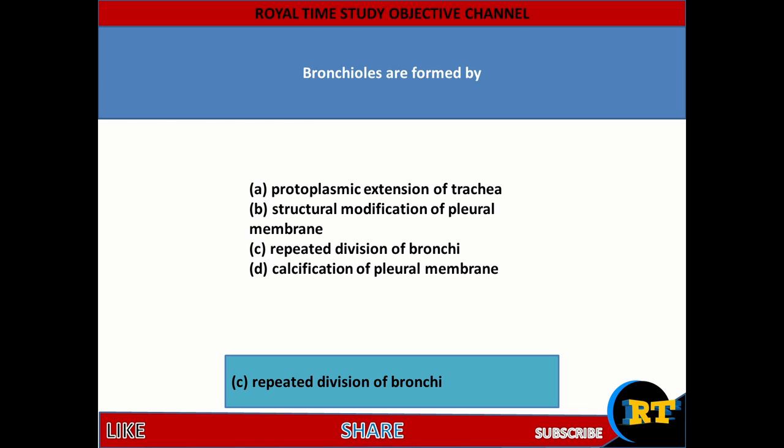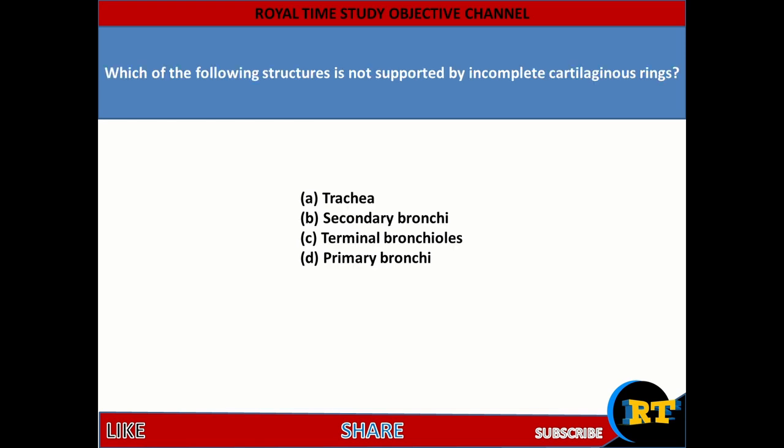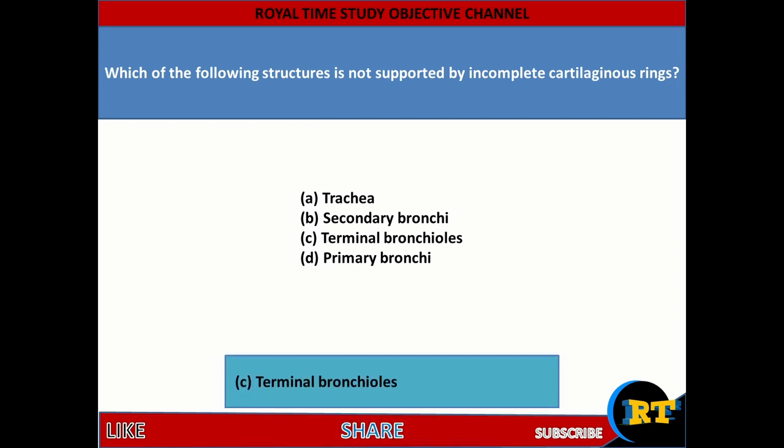Now the next question. Which of the following structures is not supported by incomplete cartilaginous rings? Option number A, trachea. Option B, secondary bronchi. Option C, terminal bronchioles. Option D, primary bronchi. And the correct answer is option number C, terminal bronchioles.